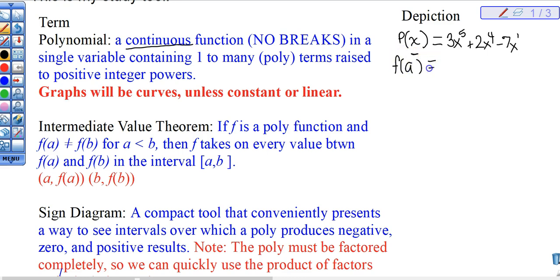Here's another example. The f of a is equal to negative 5a. This is a polynomial. Is it a curved polynomial? Or is it linear? It's linear.